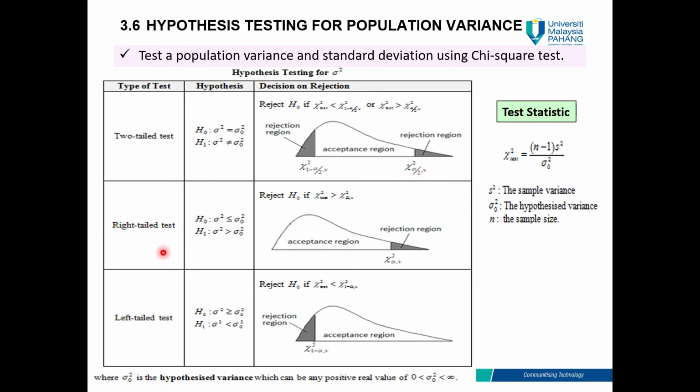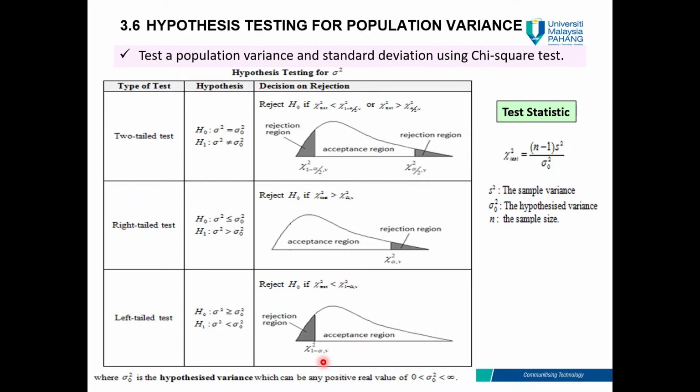Okay, for the right-tail test, your rejection region is on the right-hand side. The critical value formula is chi-square alpha, nu. And for the left-tail test, the rejection region is on the left-hand side. The critical value formula is chi-square 1 minus alpha, nu. So this one is 1 minus alpha divided by 2. This one is 1 minus alpha.